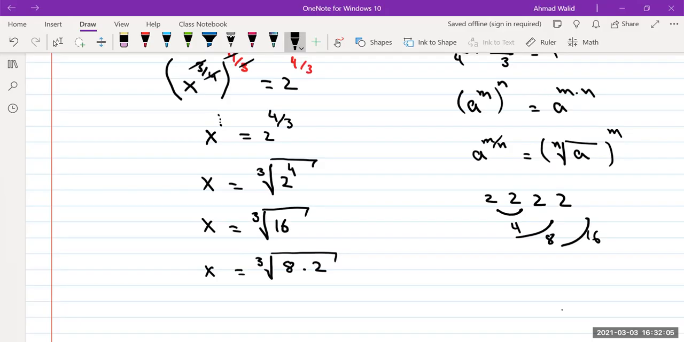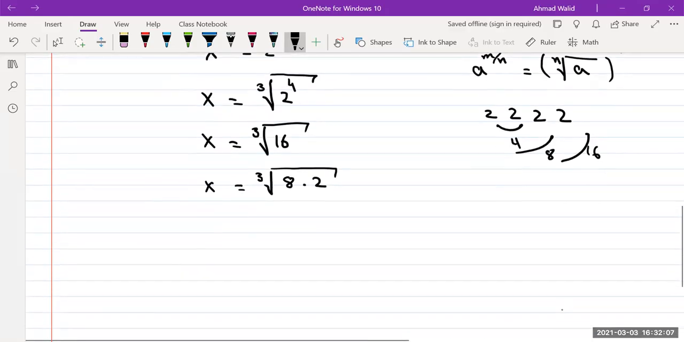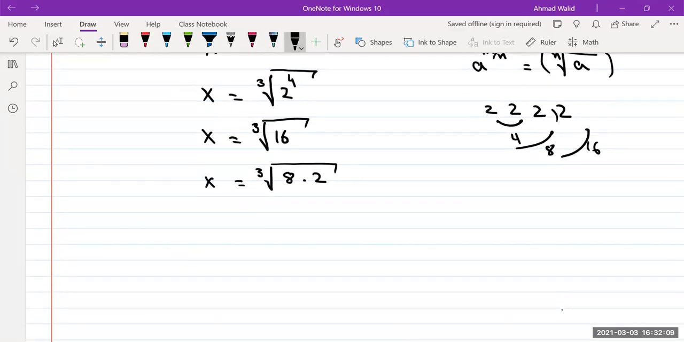Because 8 has a cube root, right? The cube root of 8 is 2. You can see it here. The cube root of 8 is 2. Correct? Then x equals, the cube root of 8 is 2, 2 outside. Then 2 radical cube root of what? 2. Final answer.